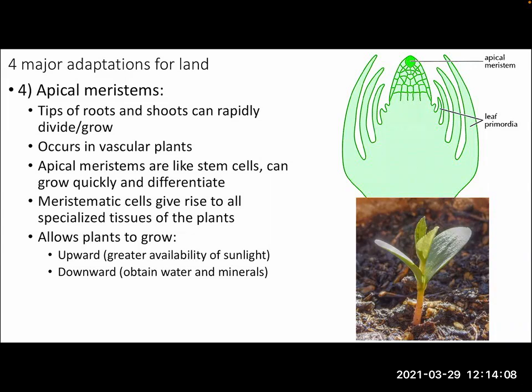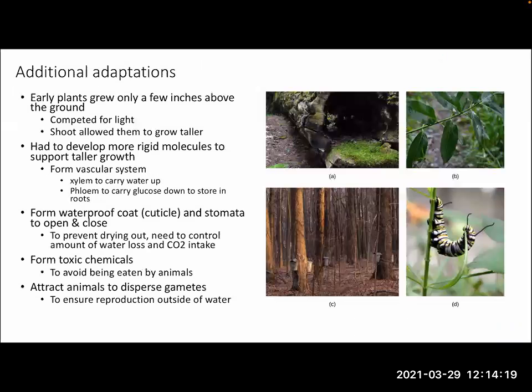And it allows the plants to grow upward and to grow downward into the soils so that they can obtain resources, so that they can gather more sunlight, or that they can uptake more water and minerals that are in the soil layers. And so those are basically the four major adaptations for plants, but there are also a variety of other adaptations that terrestrial plants have that allow them to be successful in those terrestrial environments.